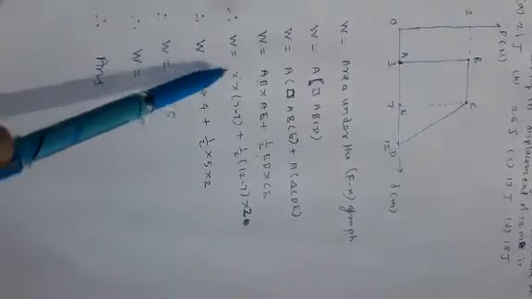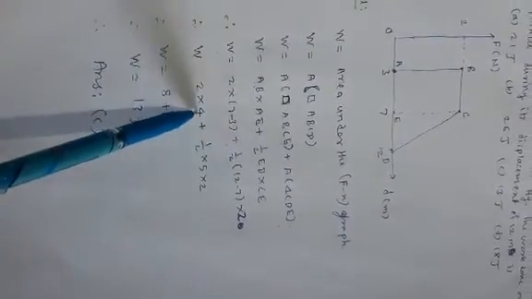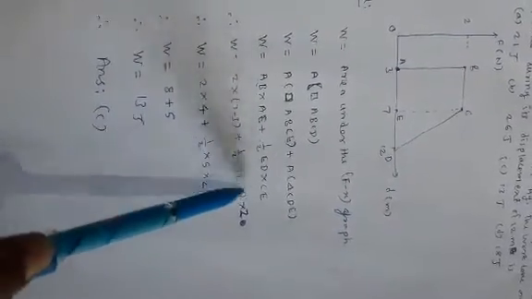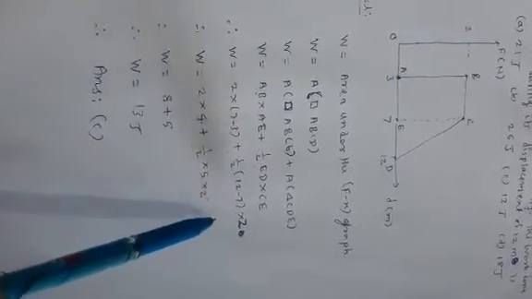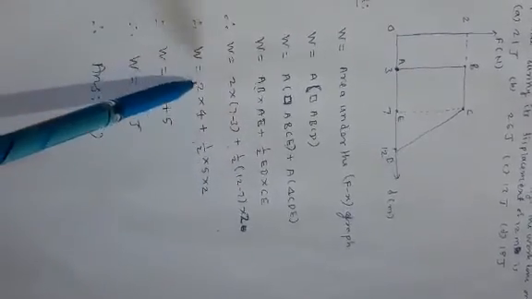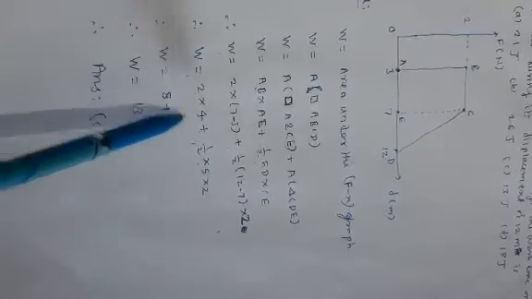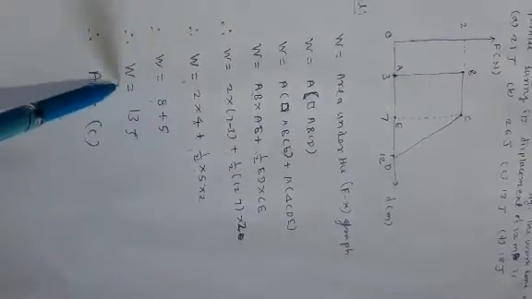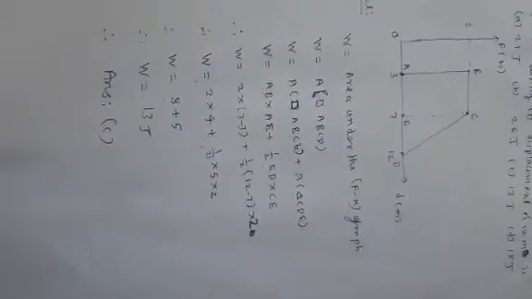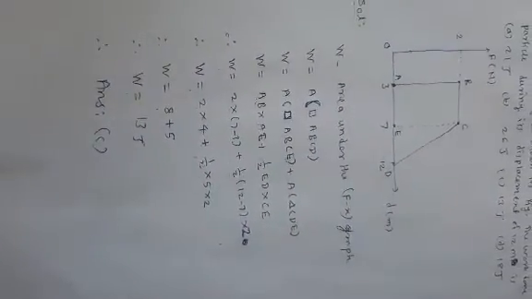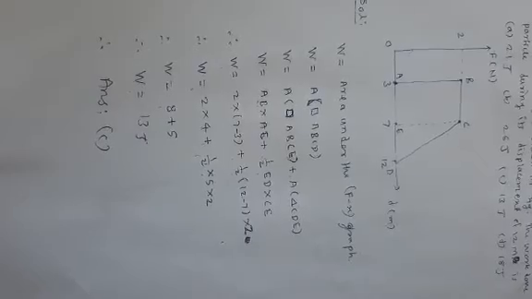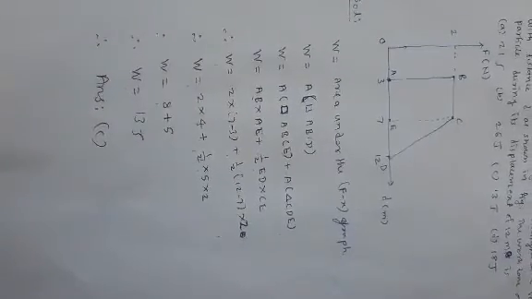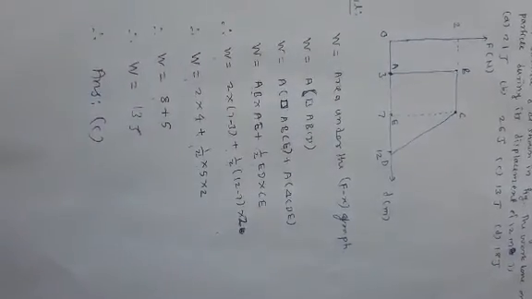Therefore, W is equal to 2 into (7 minus 3) is 4, plus half into (12 minus 7) is 5, into 2. Therefore, W is equal to 2 into 4 is 8. 2 will get cancelled. 1 into 5 is 5. Therefore, W is equal to 13 joule. Therefore, answer is C, 13 joule. Thank you.